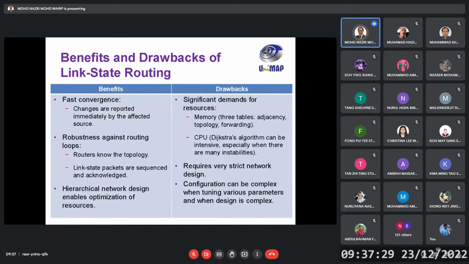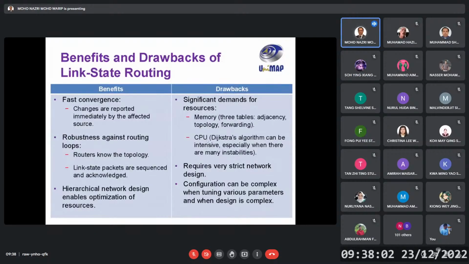Significant demand for resources, that means memory. Router memory is very extensive. There is high utilization because you need to calculate three tables: the neighbor table, the topology table or LSDB database, and the forwarding table. So memory is quite high.